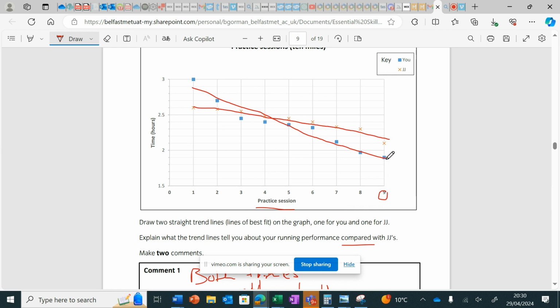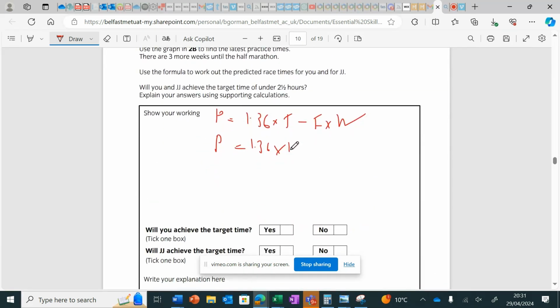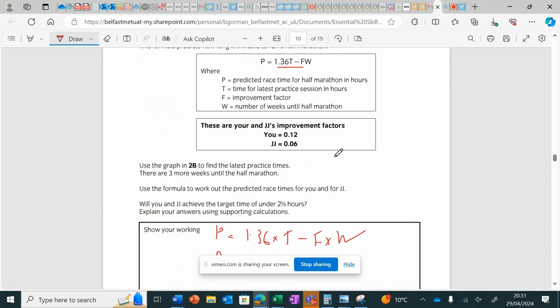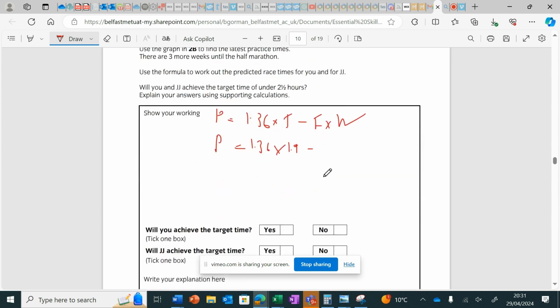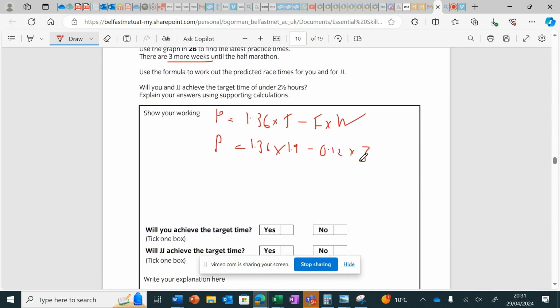So I'll just do me first. There's you. That's myself. So there's 1.5. That's 2. That's probably 1.6, 1.7, 1.8, 1.9. So I'm going to take that figure. I'm going to minus F, which is the improvement factor. But for me, the improvement factor is 0.12 times W, which is the number of weeks. And there we go, 3 weeks. And that's my formula ready to go.